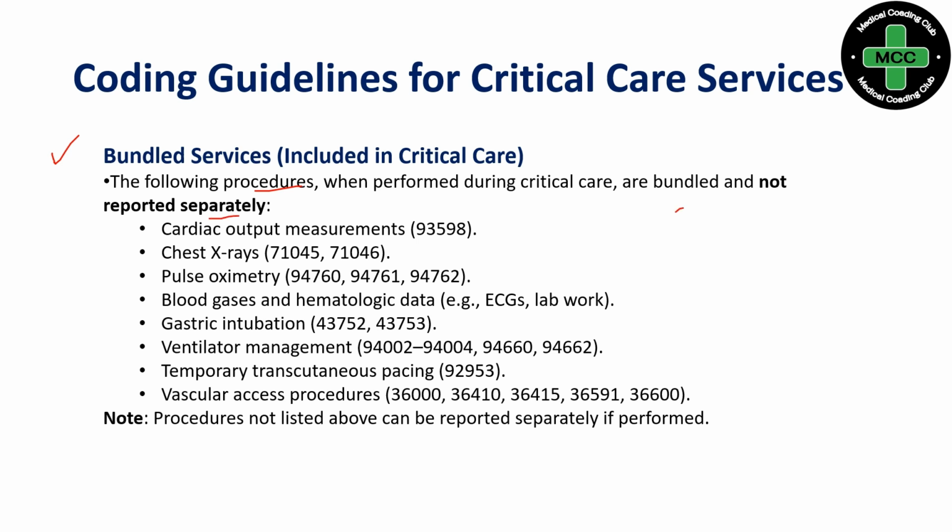So if you are billing 99291, critical care service, in the same scenario, if you get chest x-ray, you should not bill for chest x-ray. You can bill only E&M, that is enough. Why? Because chest x-ray, cardiac output measurement, pulse oximetry, blood gases, gastric intubation, ventilatory management, all of these services are already included with the critical care service, and you should not bill them separately.